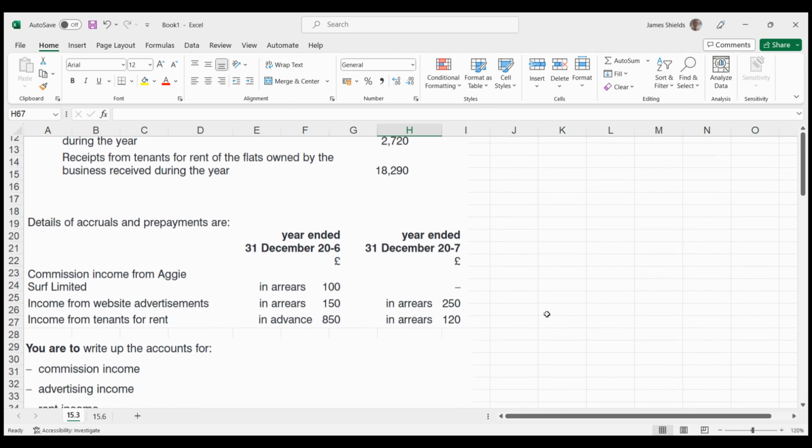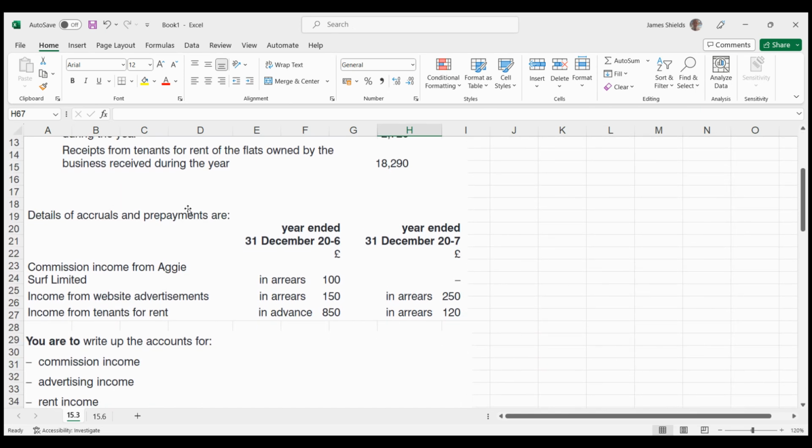Now the bit more involved bit. Details of accruals and prepayments are as follows. For the previous year, the year ended 31st December 2016, we've got commission income from Aggie Surf Limited. At the end of that year, they were still owed another £100. At the end of December 2017, they weren't owed anything and nothing had been prepaid. Income from website advertisements: at the end of December 2016, it was in arrears of £150, so £150 was still owed. At the end of 31st December 2017, it's gone in arrears of £250, so it was still owed £250 from its advertisers.